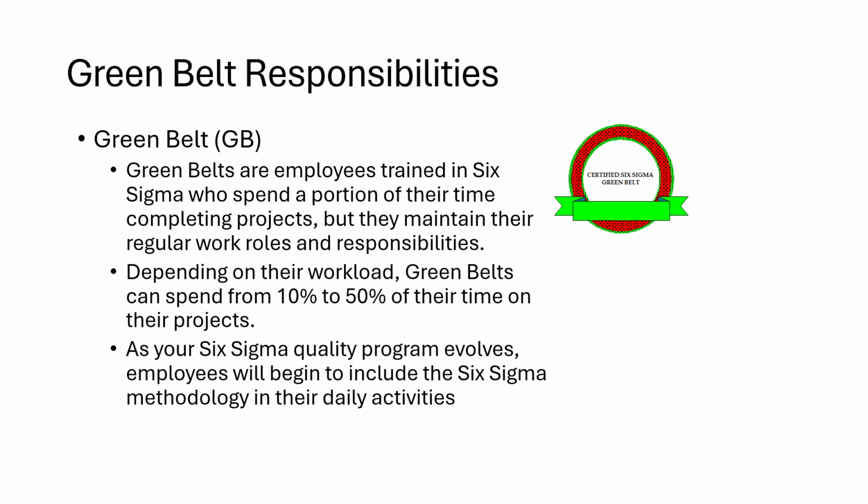Now let's look at green belt responsibilities. Green belts are employees trained in Six Sigma who spend a portion of their time completing projects, but they maintain their regular work roles and responsibilities. Depending on their workload, green belts can spend from 10% to 50% of their time on their projects. As your Six Sigma quality program evolves, employees will begin to include the Six Sigma methodology in their daily activities.